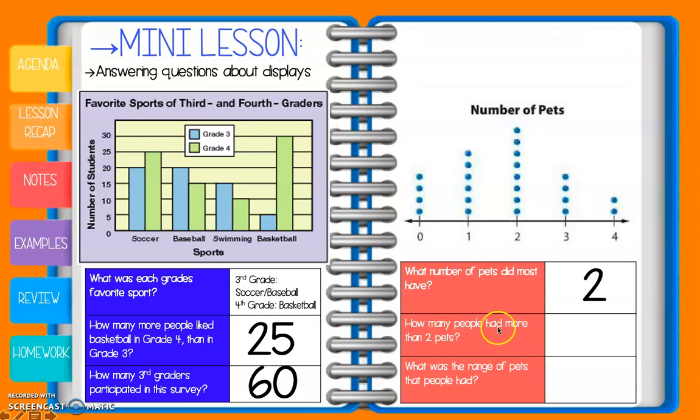It says how many people had more than 2 pets. So more than 2 is not going to include 2, but it has to be anything bigger than that. So we had 1, 2, 3, 4, 5, 6 people that had 3 and 4 pets. So 6 people had more than 2. And then our last question says, what is the range of pets that people had? So we had people that had 4 pets, all the way down to people that had 0 pets. So our range was 0 to 4.